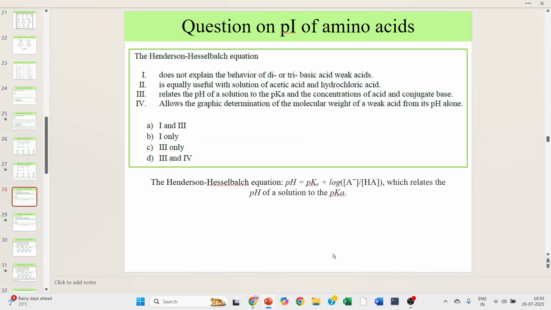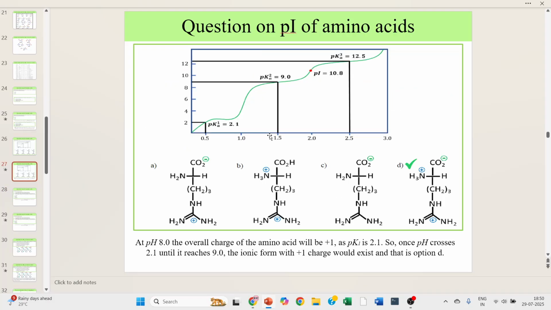So we look at the answer. The answer is 1 and 3. 1 we saw, 3 is actually the definition of this, and it does not explain the behavior of di or tribasic acids. For example, this particular curve, right, it only talks about one conjugate acid and its conjugate base, right? So it does not explain the behavior of these di and tribasic acids.